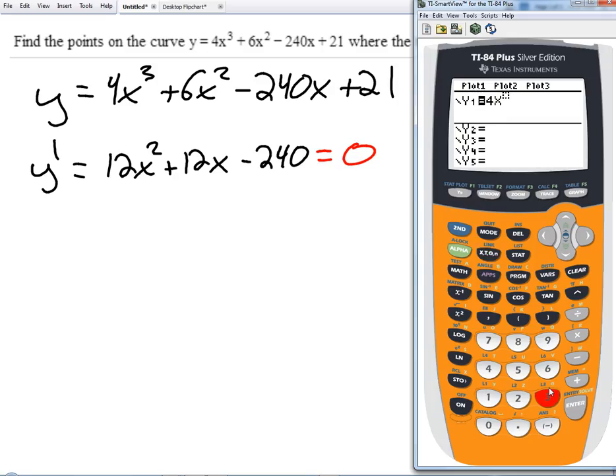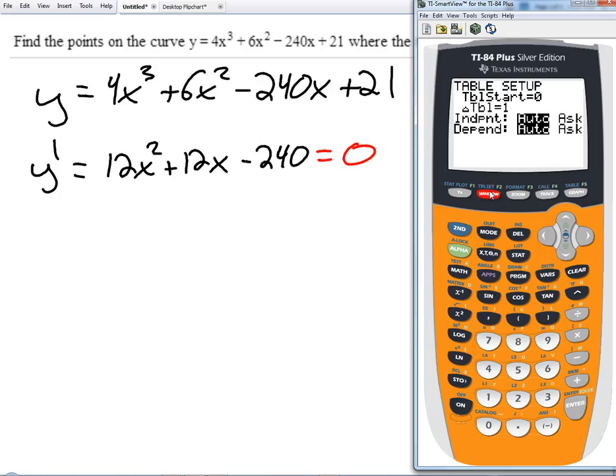So 4x cubed plus 6x squared minus 240x plus 21, and hit enter. Okay, now I'm going to go to the table and let it generate a list of values for me, and I can quickly navigate through that table to find the x values that I want and the corresponding y values. I don't really have to do this, but I'm going to show you how. If I go second F2, I go up to table set. I can determine the starting value of the table, and here's an important one, delta table. What do you suppose that is?